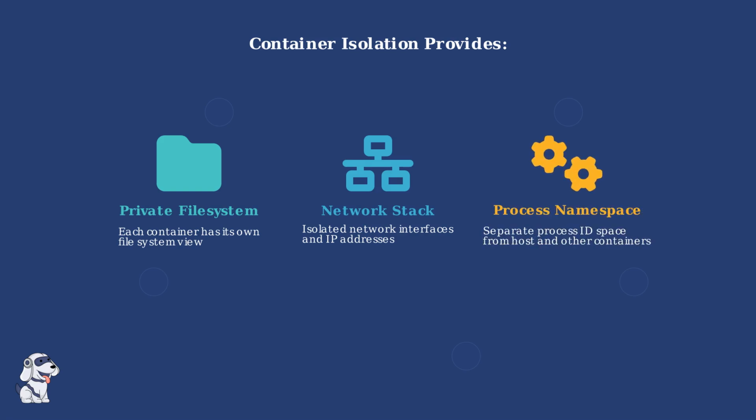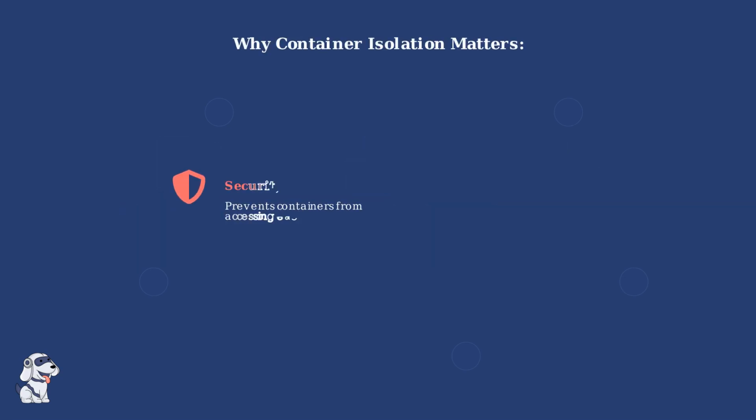Third, each container operates in its own process namespace. This means processes running inside a container have their own process ID space, separate from the host system and other containers. Container isolation provides several critical benefits. First, it enhances security by preventing containers from accessing each other's data or interfering with the host system.